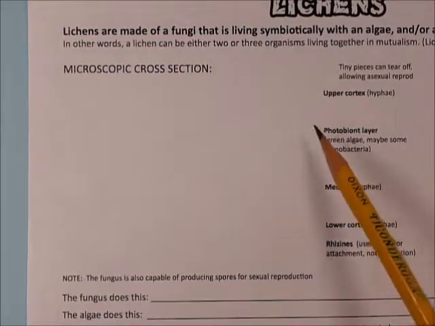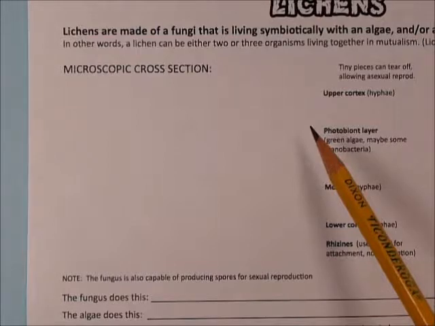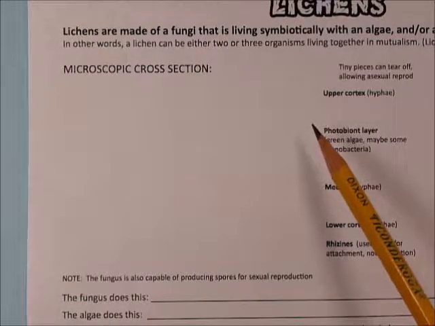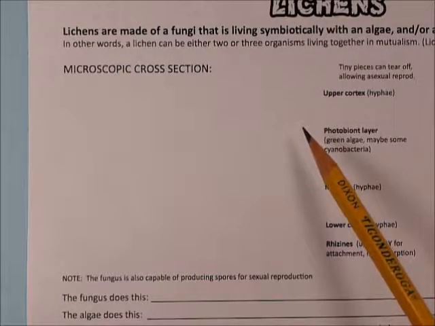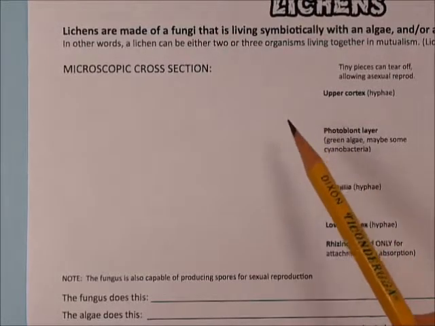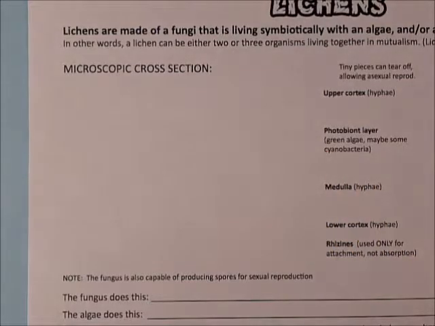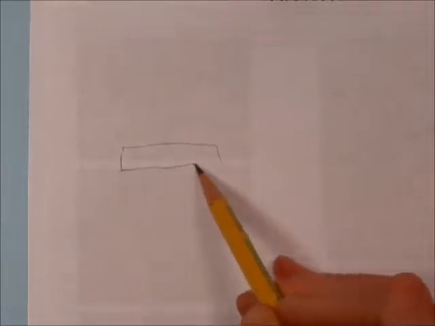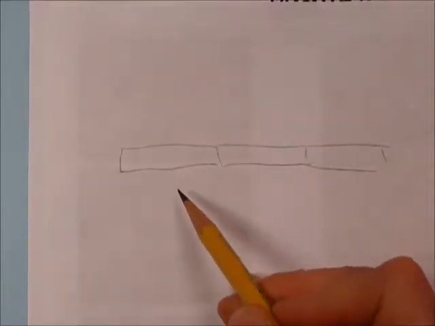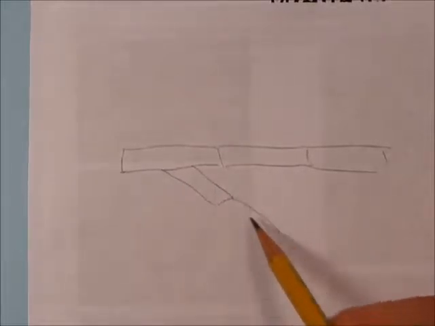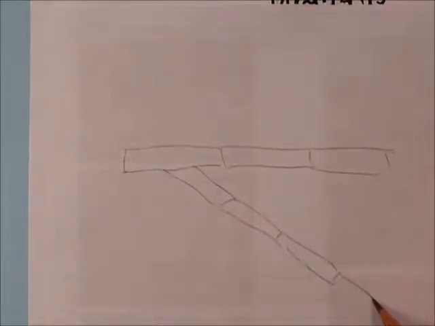So the main structure of the lichen is going to be the fungus. And if you've studied fungi before, you'll know that they're made up of hyphae. There's these long strings, cells that are joined end to end, like this, long cells. You don't have to draw this. I'll just demo it real quickly, like this, and maybe they go off like that.